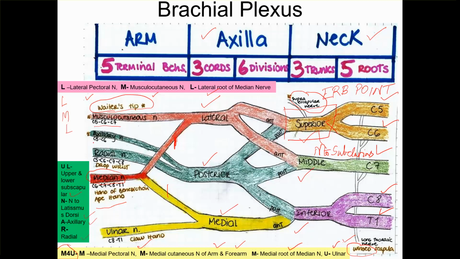The axillary nerve has root value C5, C6. If it is injured, it will cause flattening of the contour of the shoulder. It supplies the deltoid muscle. And the radial nerve has root value C5, C6, C7, C8. If it is injured, it can cause wrist drop.